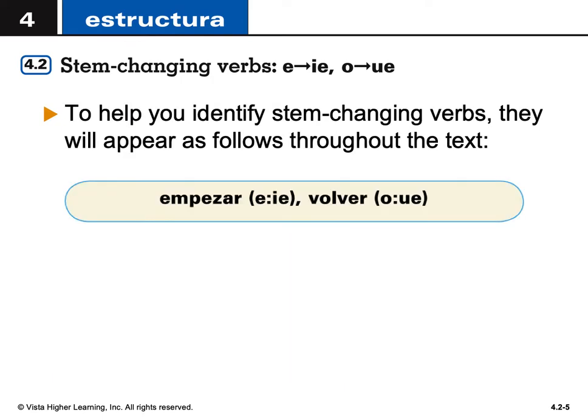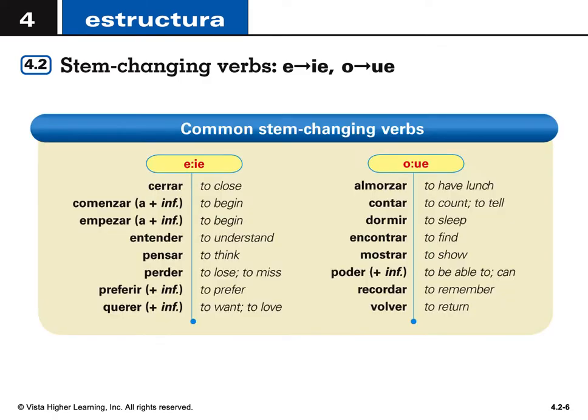To help you identify stem-changing verbs, they will appear as follows throughout the text. That's a helpful part of what the textbook is offering to you, so that when you see this, you're like, oh yeah, that's right, empezar, this E is going to change to IE. Or, oh, okay, the O is going to change to UE. Now, you won't necessarily have that in life, but in our learning environment of our textbook, it can be super helpful just to remind you.